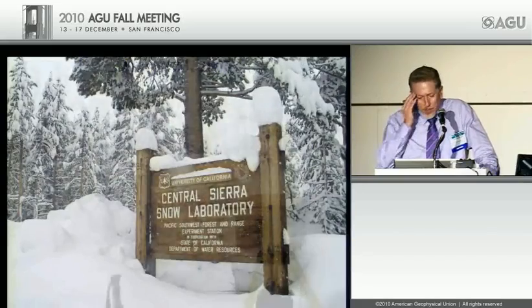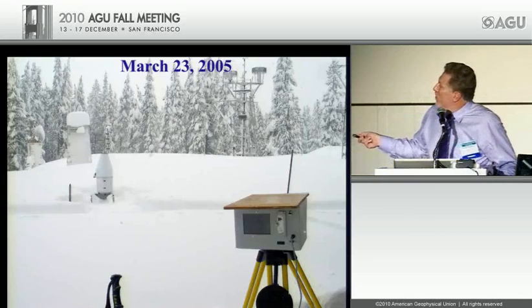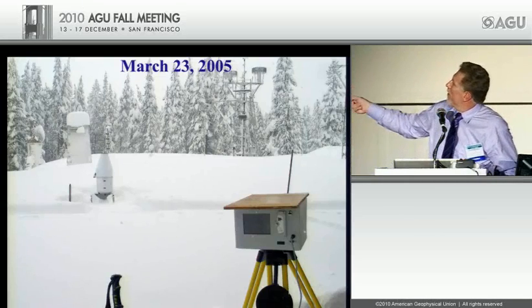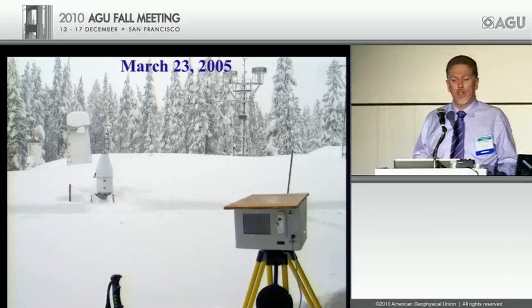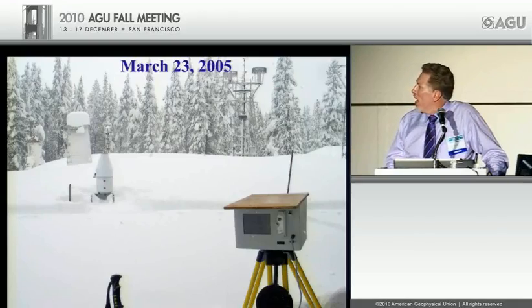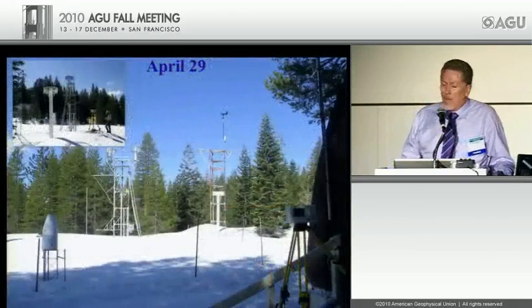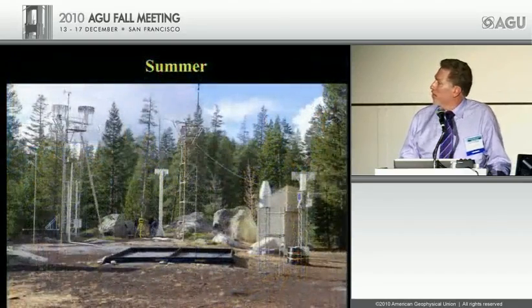Here's the entrance to it. We did a scan on March 23rd, the first scan, a no-weather gauge. You can see these towers and structures through here. This is where we've got all sorts of different instrumentation, a test bed for technology. Then we came back April 29th, rescanned, and then scanned again when basically the snow had melted.